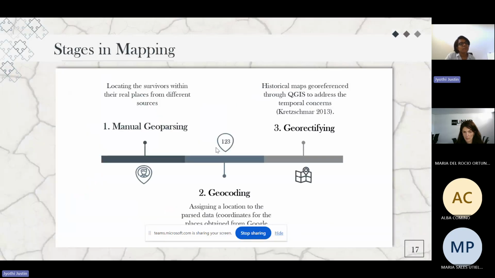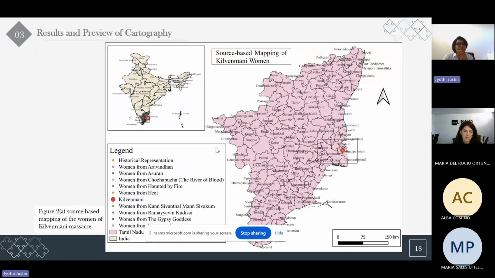So the first stage of mapping was to manually geoparse all the locations of the survivors, especially the real places and the fictional spaces. And then we assigned a location, that is the latitudinal and longitudinal values, using geocoding. And finally, we also geo-rectified these maps into historical maps, especially using QGIS. So this is a primary result that we got.